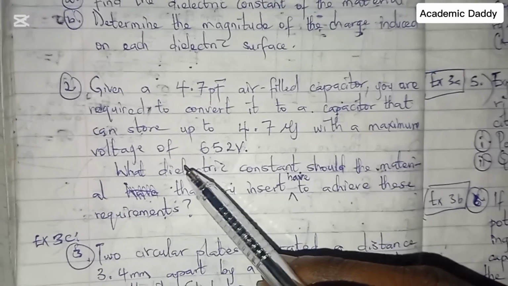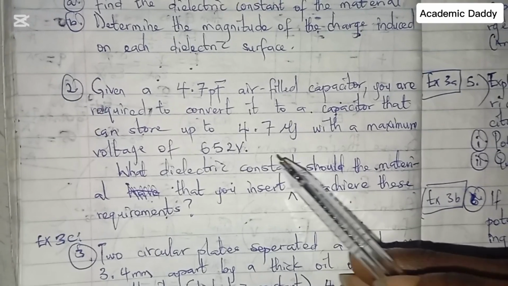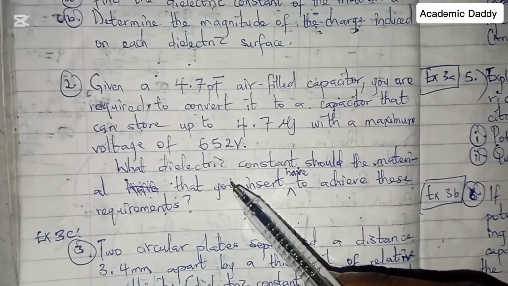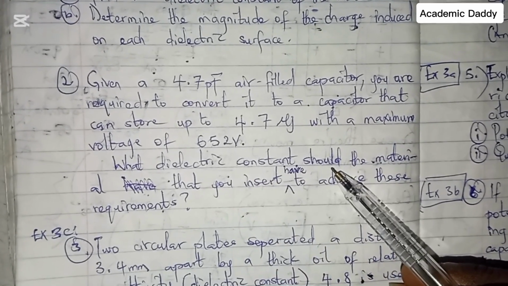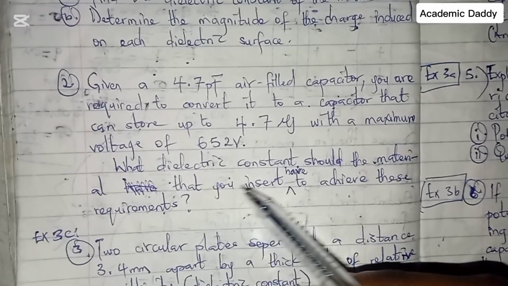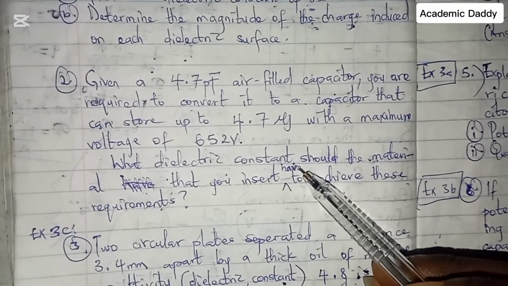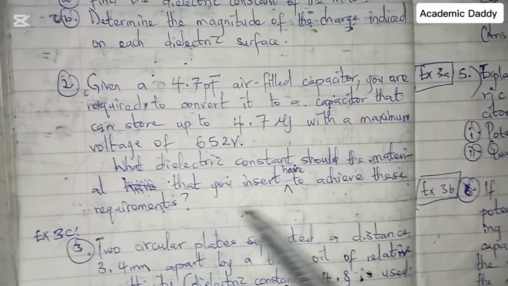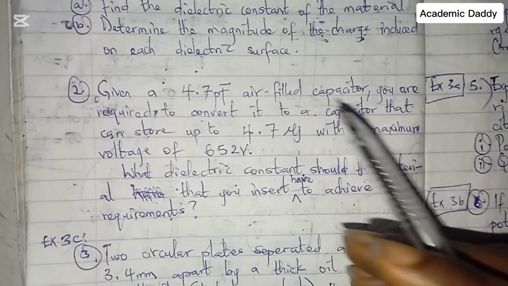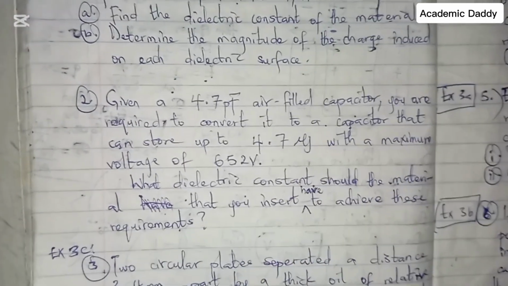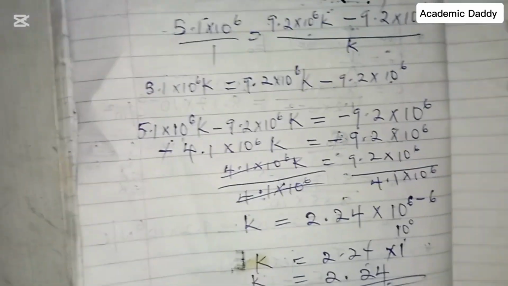With a maximum voltage of 652 volts, what dielectric constant should the material that you insert have to achieve these requirements? So first of all, we've gotten the things we need. So let's go and write out. Why I normally read the question first is so that you copy it out, then follow me.